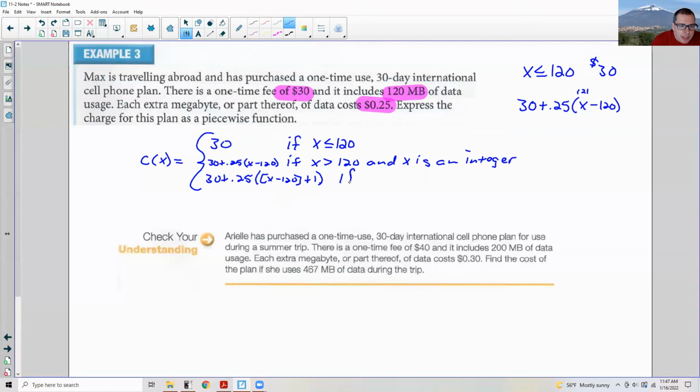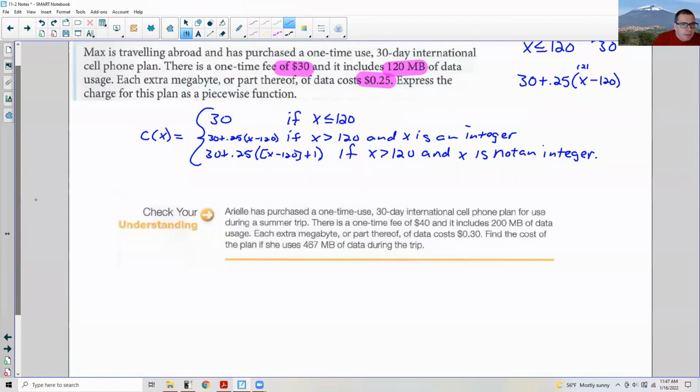So then it's going to be if X is greater than 120 and X is not an integer. So what would it be if it's not an integer? It'd be rational. Okay, so there you go. Now let's check your understanding. Okay, so there's our piecewise function.